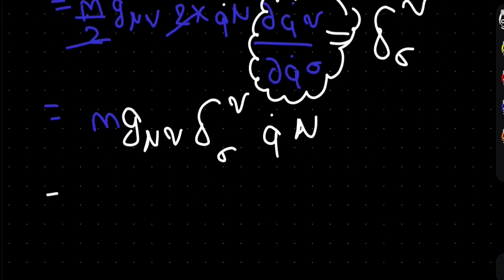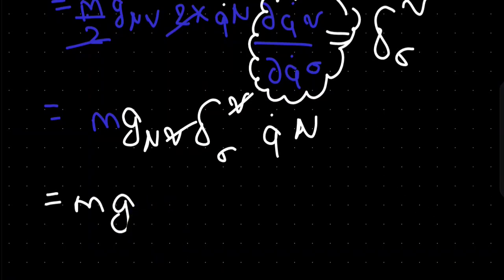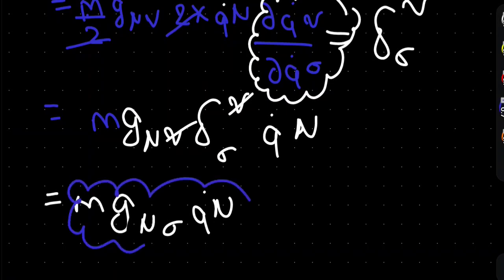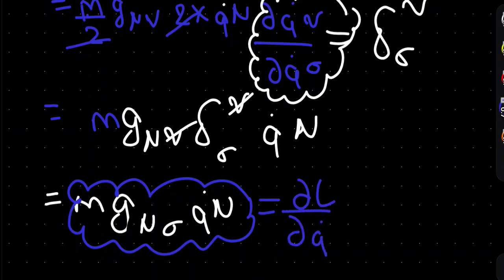Now if you know the property of the canonical delta, this mu and mu will get out, and what you are left with is m g mu sigma q dot mu. This is the equation we are left with. So this is the derivative of our Lagrangian with respect to q dot sigma.